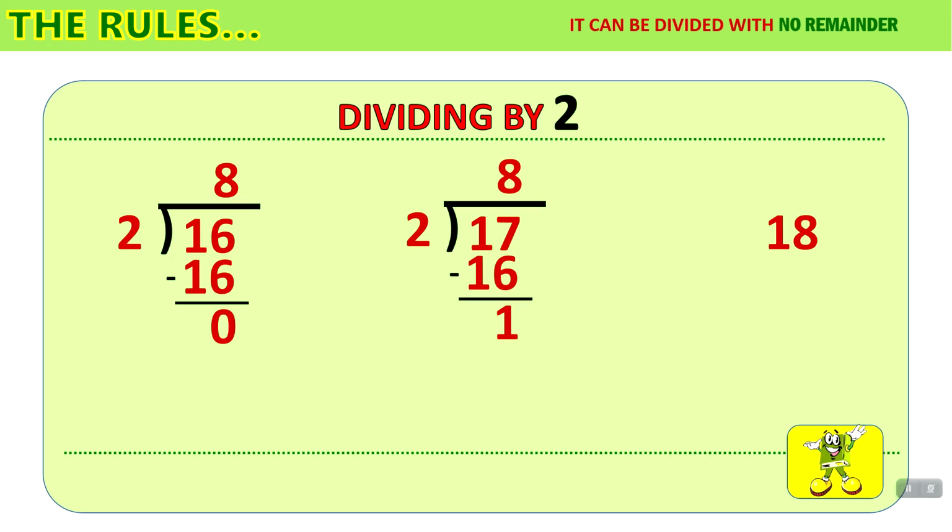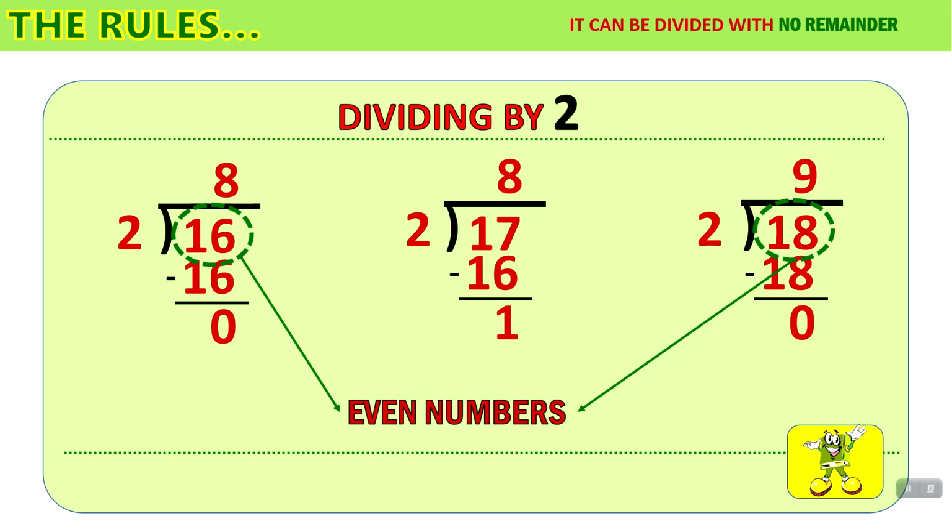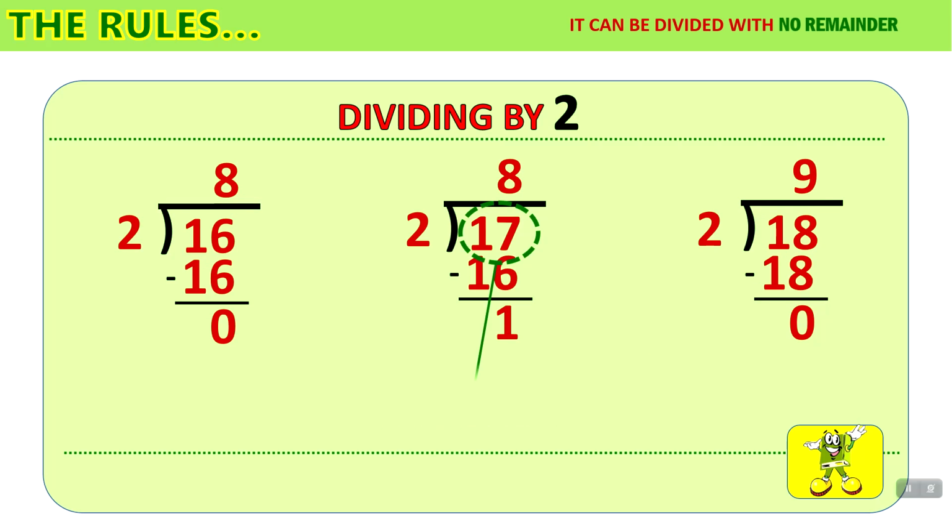Now let's try 18. 18 divided by 2 is 9. 9 times 2 is 18, and we're left with 0. What do you notice about the 16 and the 18? Well, they're both even numbers. 17 is an odd number. We can see that that had a remainder of 1.